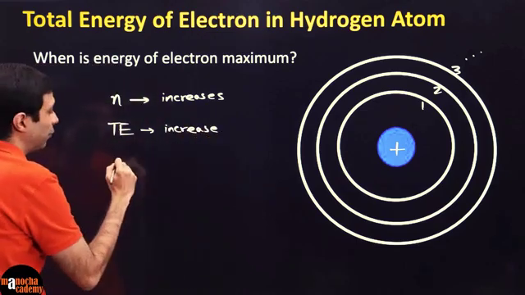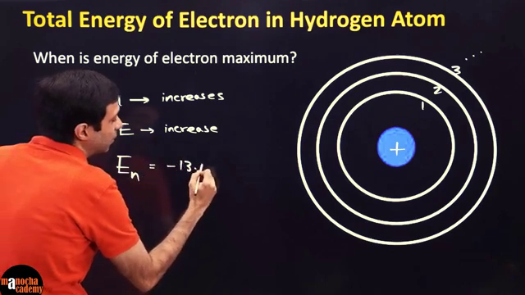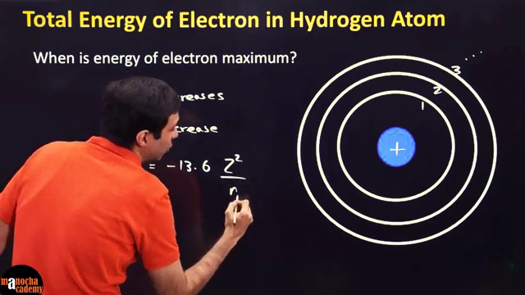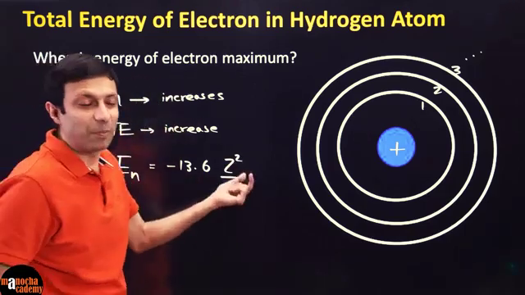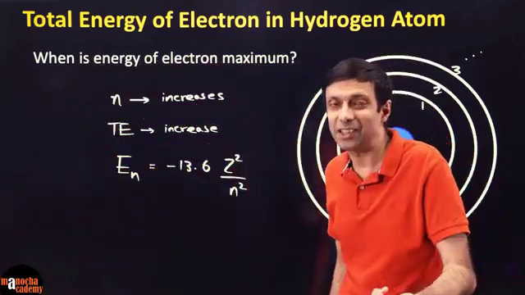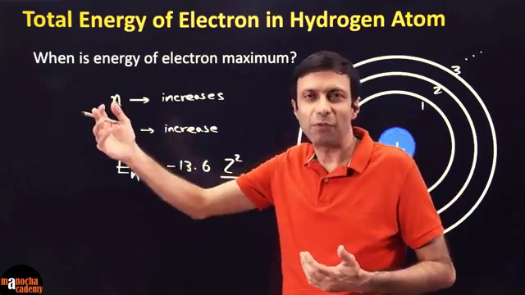total energy of the electron will increase. And this you can see from the expression itself, because energy in the nth shell is minus 13.6 times Z square by n square. So as the shell number increases, this negative term becomes smaller and smaller. That means we have highest energy. So when will it be maximum? We can say when the electron is very far away from the nucleus.